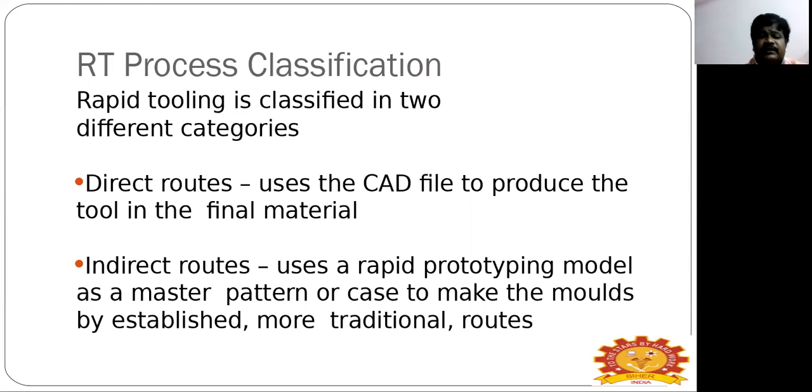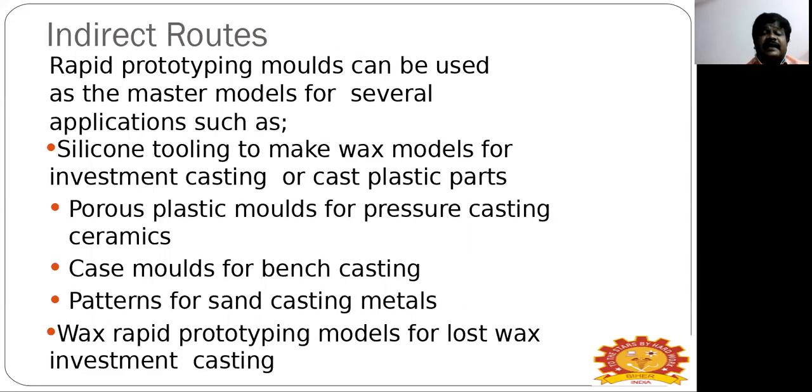Indirect routes, where we use the rapid prototyping model as our master pattern or core to make the molds by more traditional routes. Then comes our indirect routes. In indirect routes, rapid prototyping molds can be used as master molds for several applications.